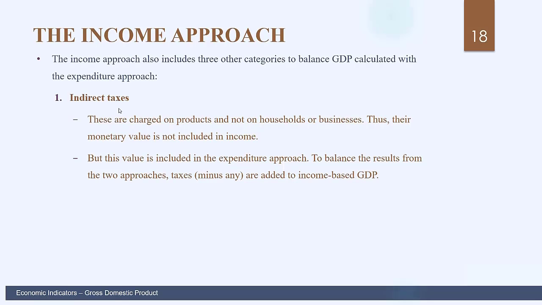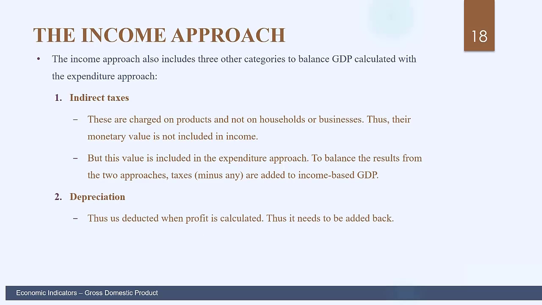These aren't taken off your paycheck, right? So the gross salaries and that sort of thing don't include this. So we must also incorporate this, because this is money that the government is going to receive. So again, indirect taxes are simply those that are charged on products and not on households or businesses. So their monetary value is not included in the income. But this value is included in the expenditure approach, which we'll look at next. And so in order to balance the results from these two approaches, we need to add these taxes back.